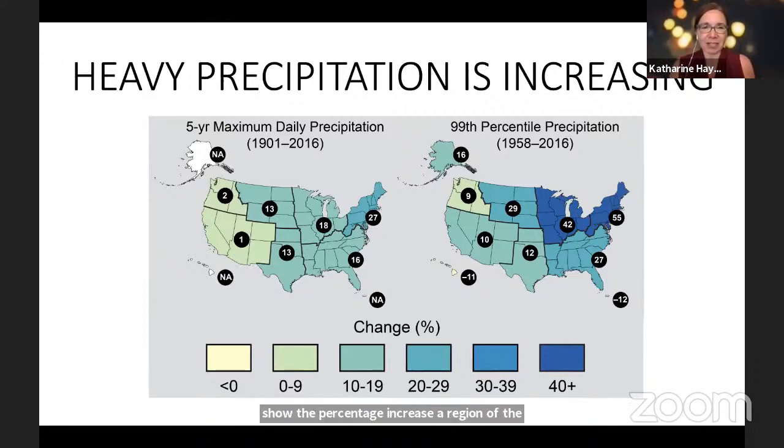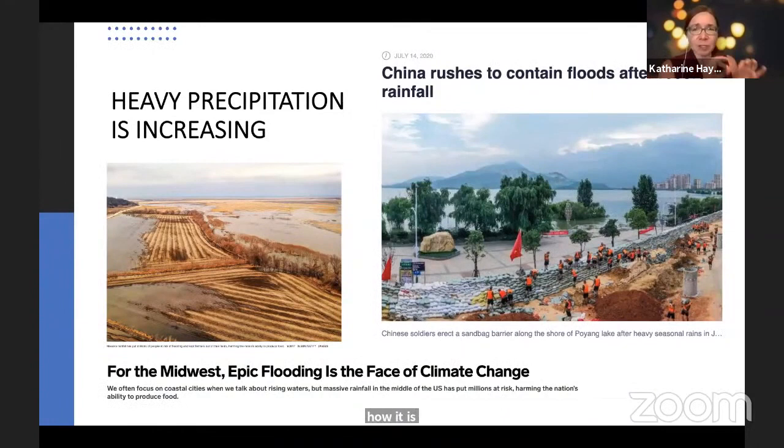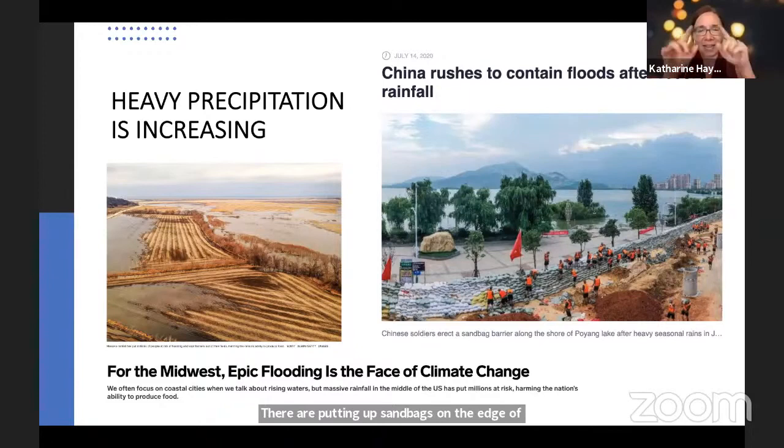The Midwest flood of spring 2019. Here is a farmer whose fields were flooded. Here is a homeowner who lost their home. What's happening in China? They're putting up sandbags on the edge of the lake because of the flooding. When we make it personal, when we make it here, when we make it now, we engage with that data at an entirely different level than if we're just showing colored areas on a map.